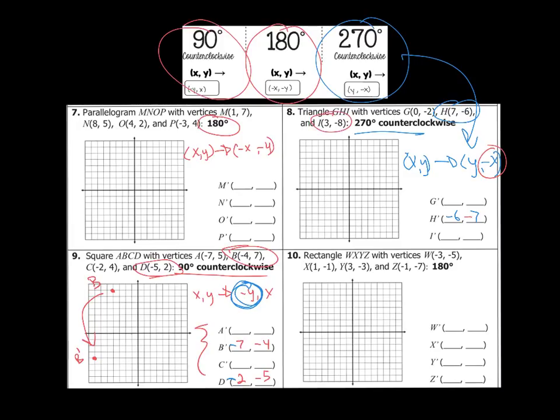Let's try one more with I. I originally started at (3, -8). They're going to switch positions, and what was once my x value is going to be the opposite. So (3, -8) will get mapped to (-8, -3). Then plot and finish. And for number 10, you're going to do this one start to finish on your own.